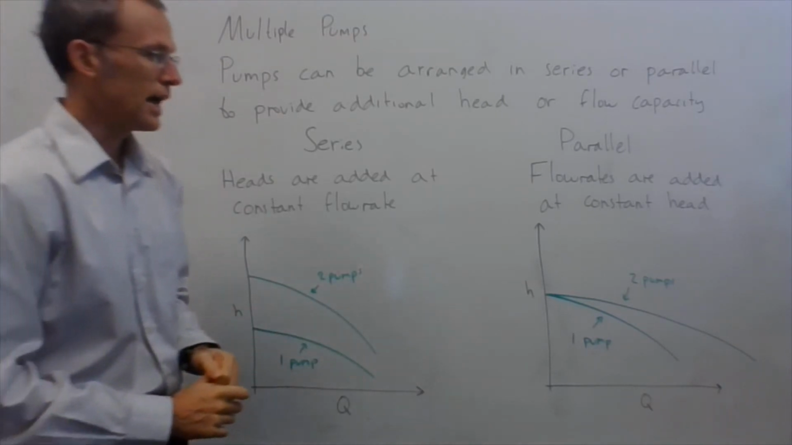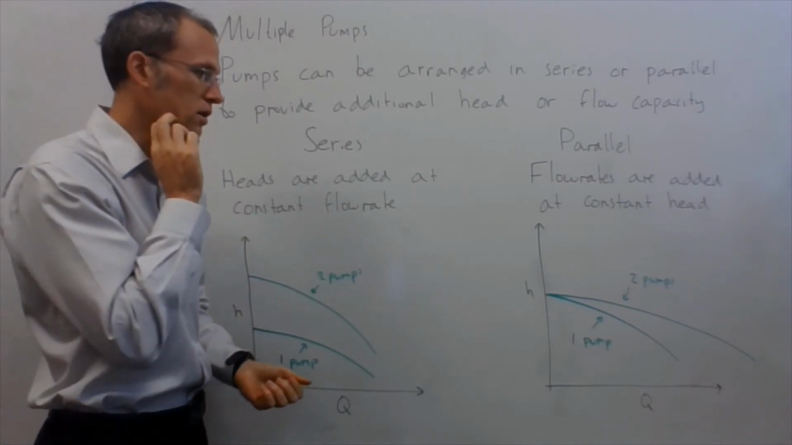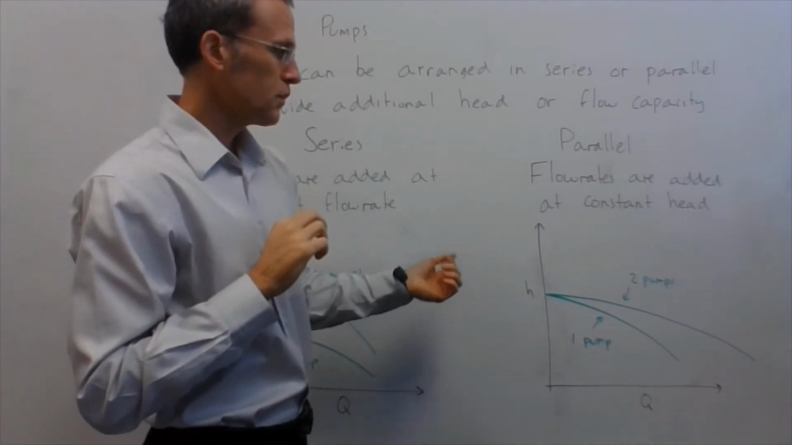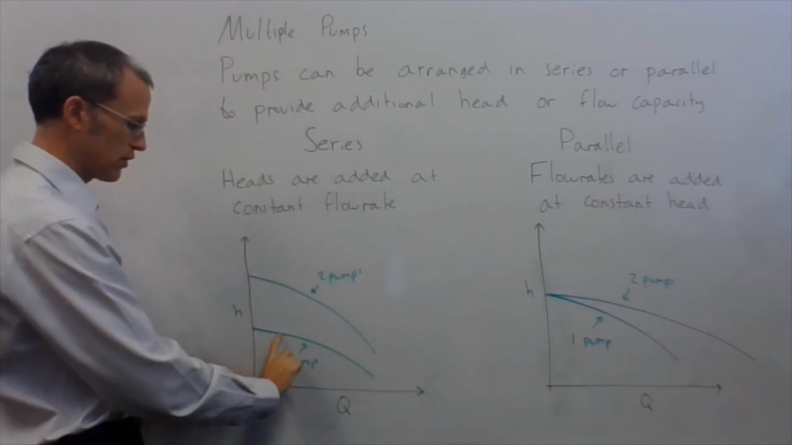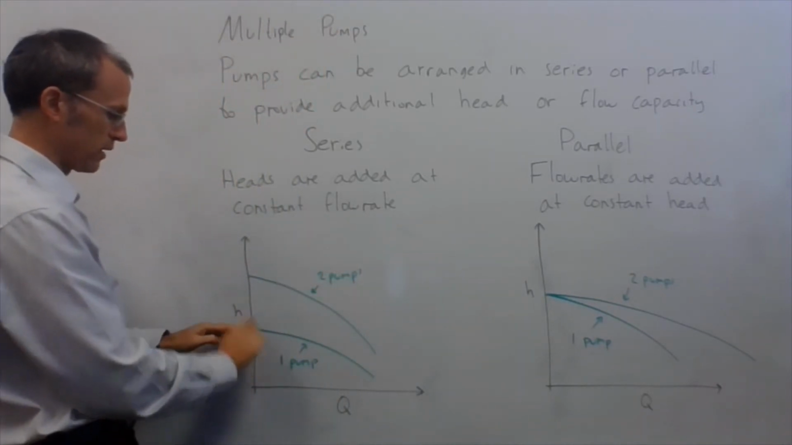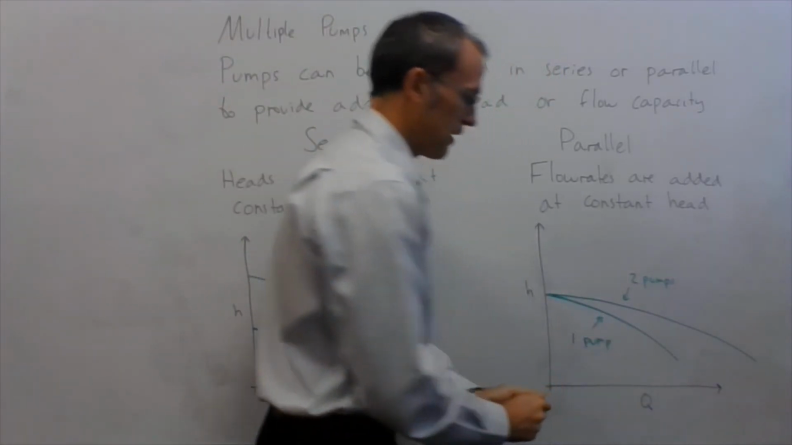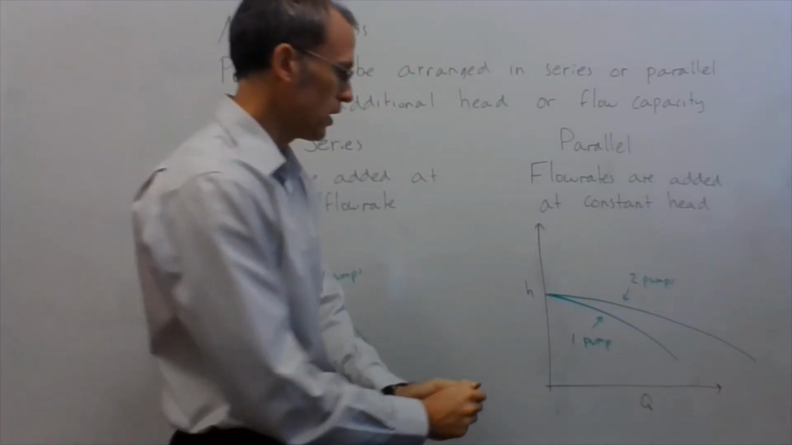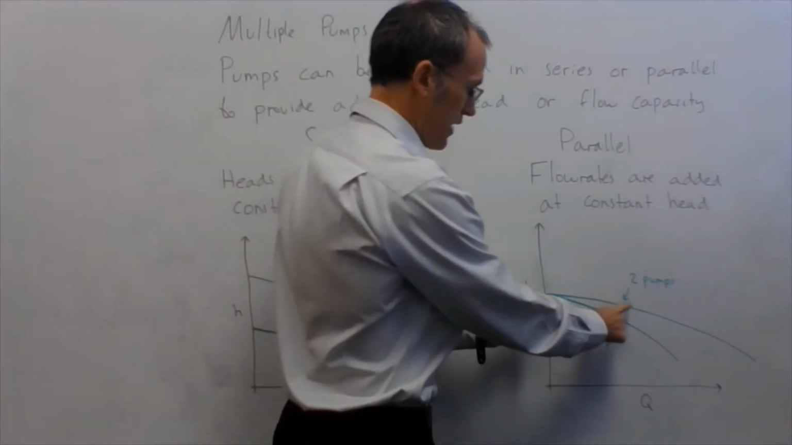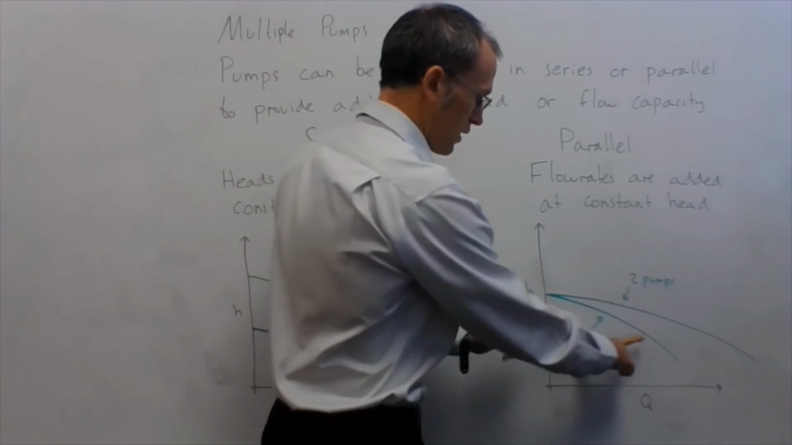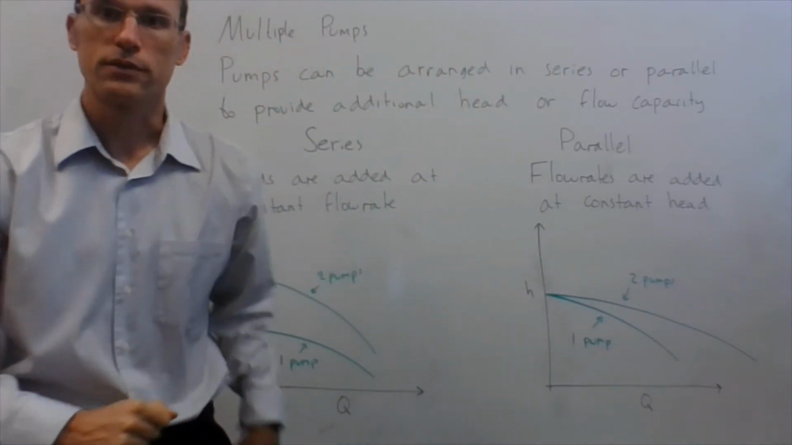For parallel, I have the same head, but I increase the flow rate. So flow rates are added at a constant head. Here in series, I basically added my y values together. Here I'm basically adding my x values together. So I have twice the flow rate essentially. At this head, if I look at this flow rate, I then have twice the flow rate for two pumps. And whatever this flow rate is, twice the flow rate for two pumps.